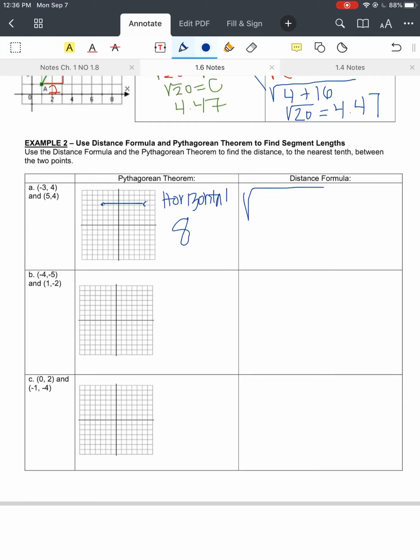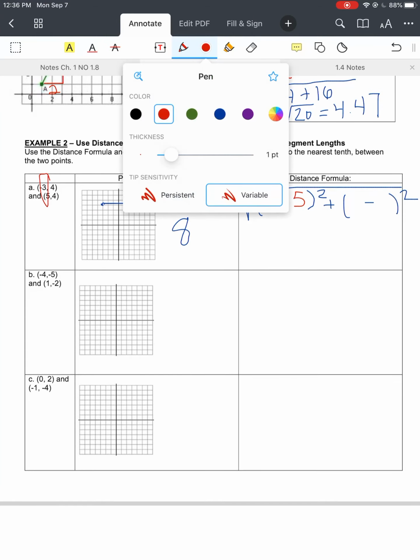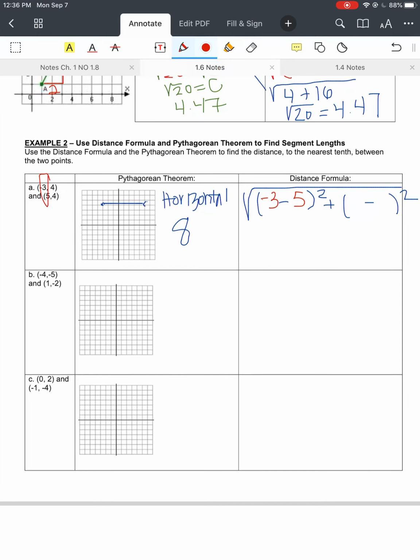Now let's do the distance formula. So again, I like to set up my formula without the numbers first, just to make sure I'm putting everything in where it goes. And then let's put in my numbers. My x's are negative 3 and 5. Doesn't matter which order, I'll put negative 3 first and then 5. And then my y's are 4 and 4, so we'll put those in.